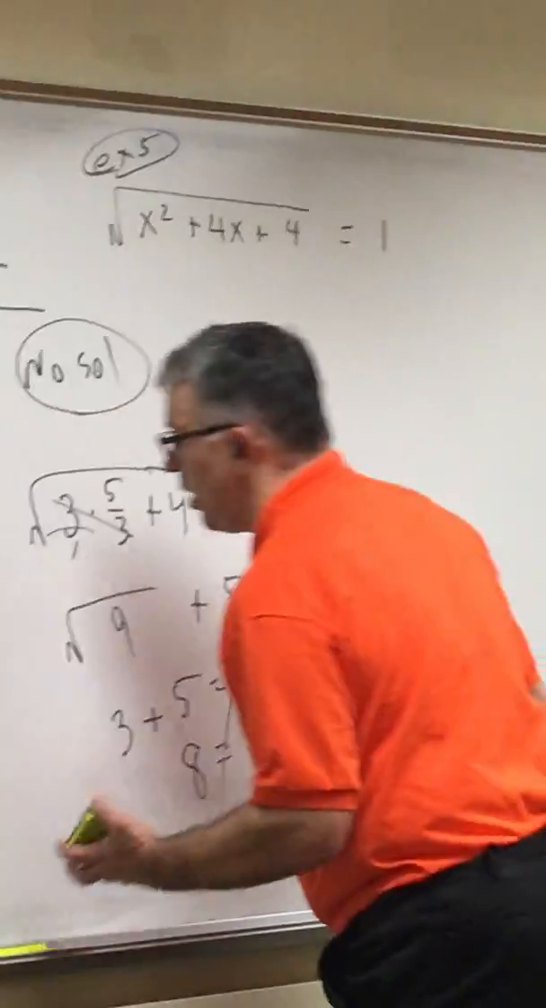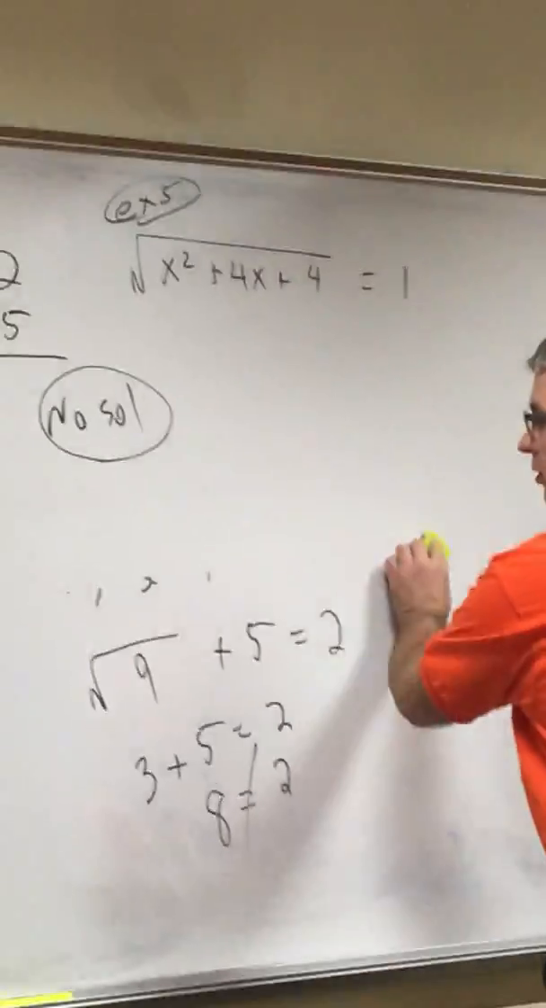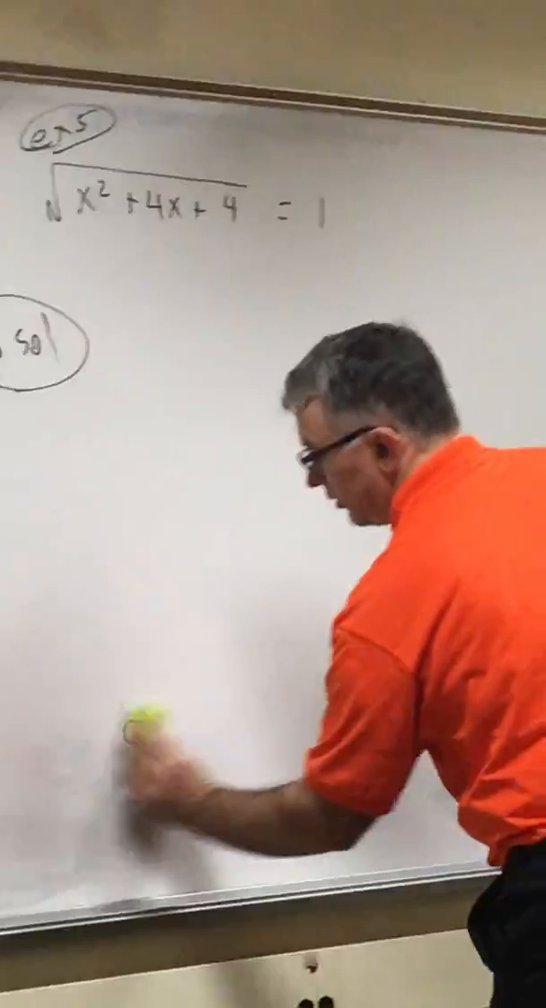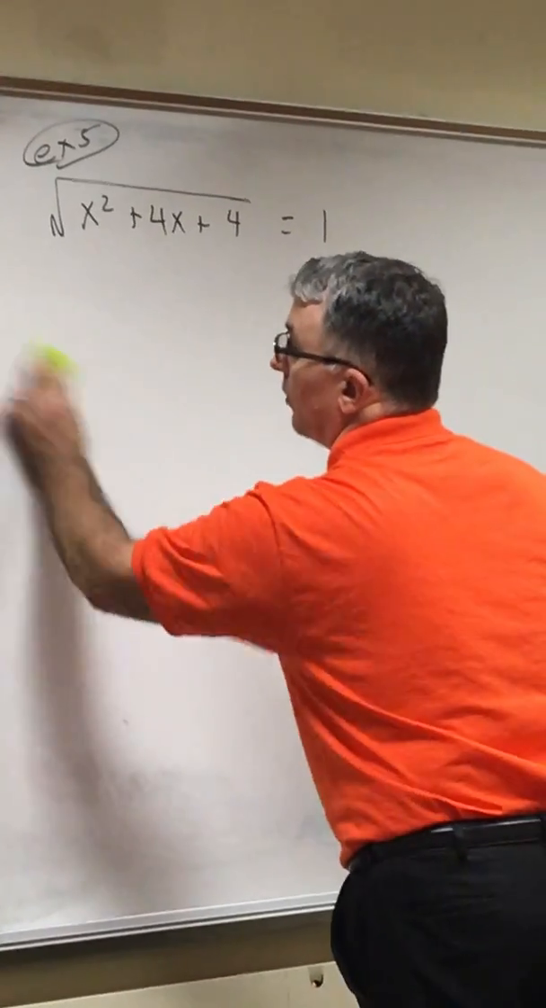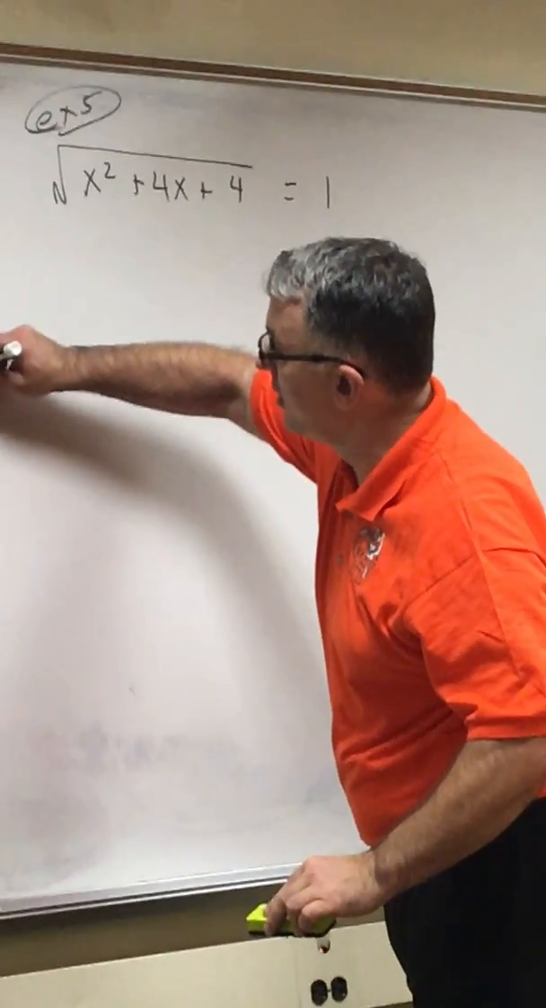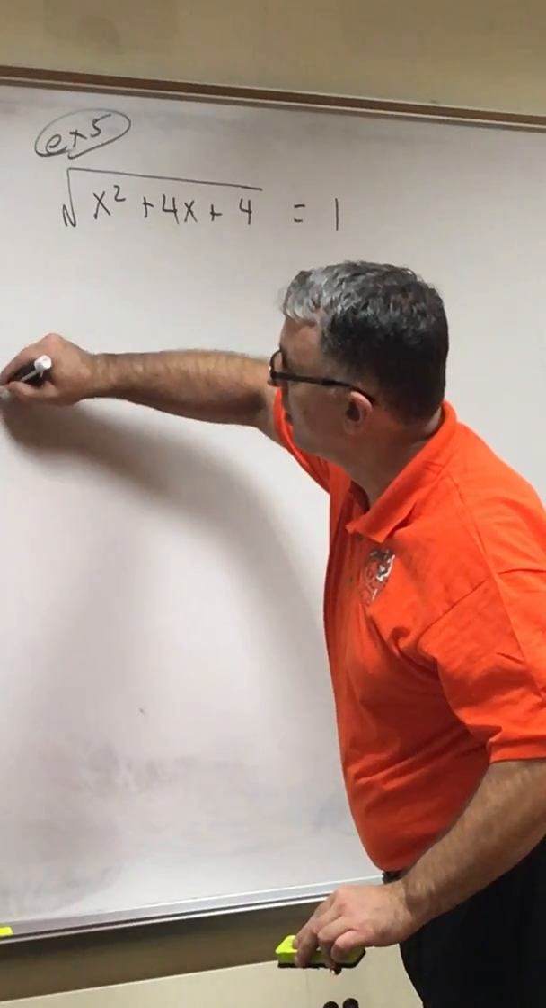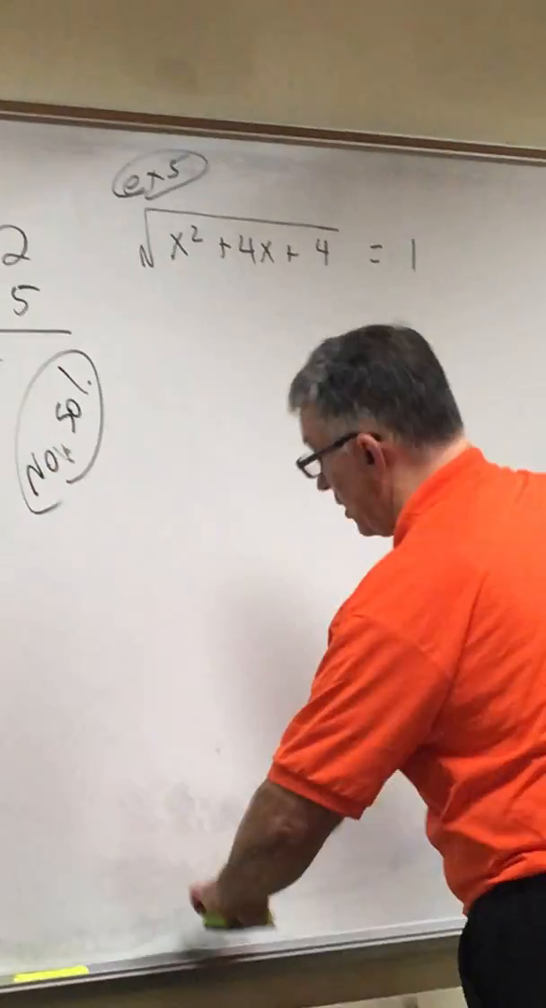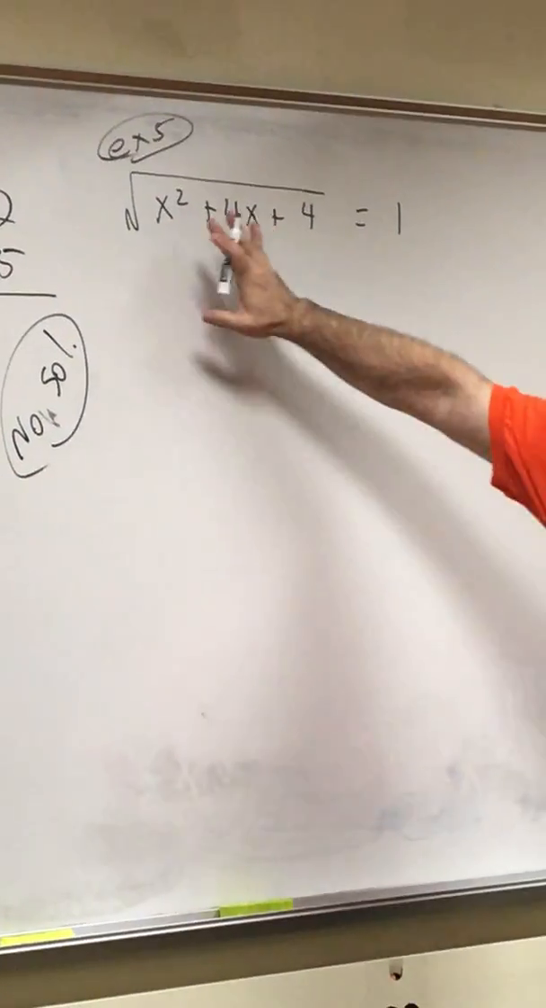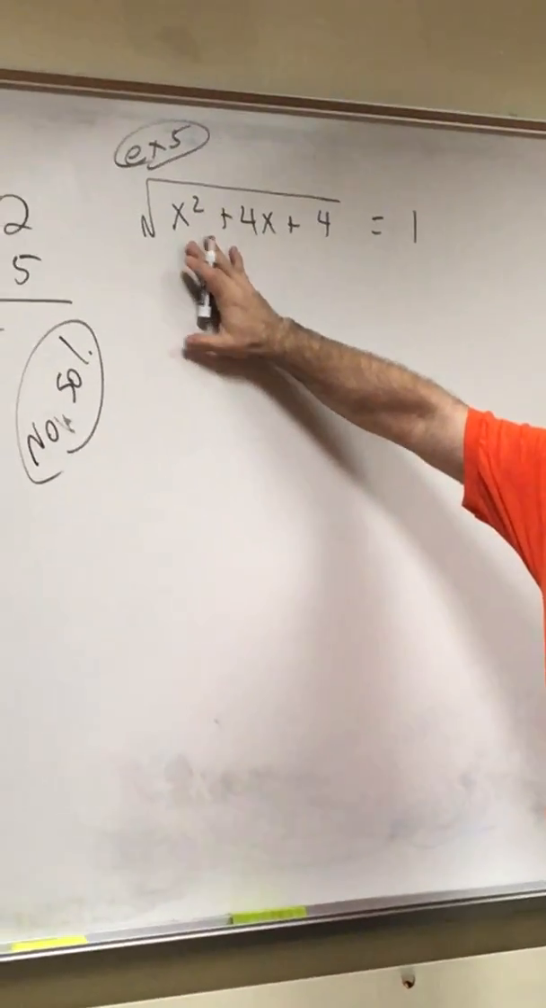The very last one, I'm going to erase the check here so I have space. Kind of erase that now. We'll write it over here. No solution. All right. Now I've got a quadratic in here, don't I? Still over a square root.